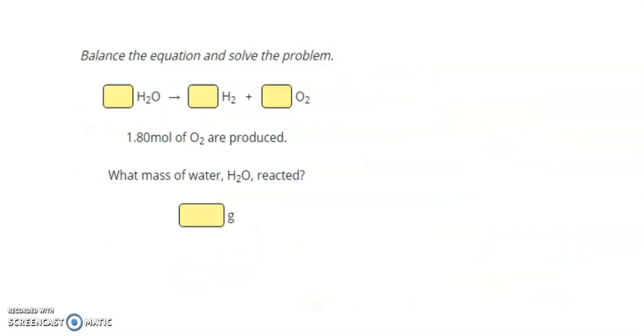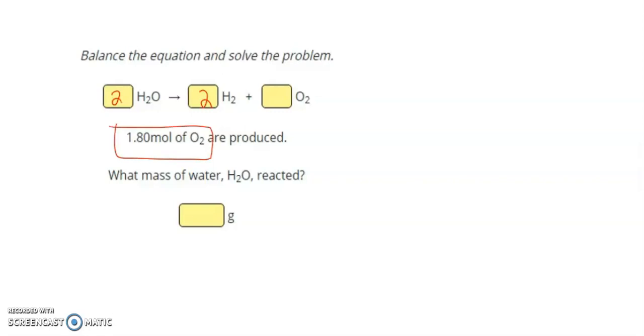All right, so the next problem is similar but a little different. For this one, first we have to balance the equation. We have H2O yields H2 plus O2. Let's see, I have 2 H's, but 1 O and 2 on the other side, so I put a 2 in front. It gives me 2 oxygen on each side. And also 4 hydrogen, so I put a 2 in front of H2, and now I'm balanced. So I have 1.80 moles O2 produced. What mass of water reacted?